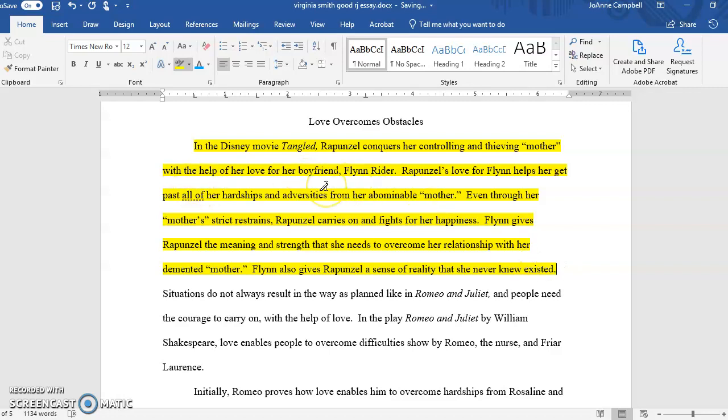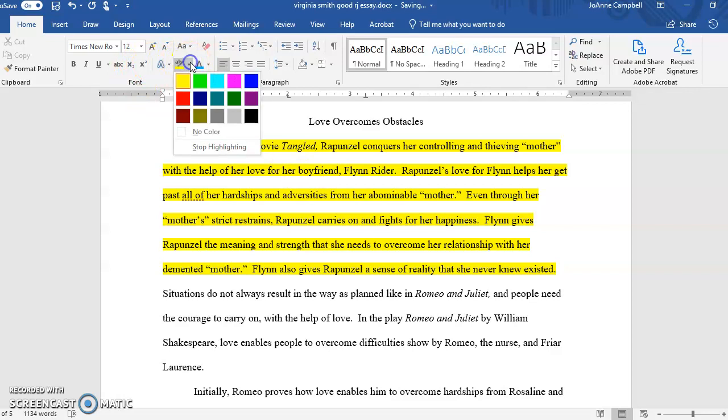So in this one, in the Disney movie Tangled, Rapunzel conquers her controlling and thieving mother with the help of her love for her boyfriend Flynn Rider. Rapunzel's love for Flynn helps her get past all of her hardships and adversities from her abominable mother. Even though her mother's strict restraints, Rapunzel carries on and fights for her happiness. Flynn gives Rapunzel the meaning and strength that she needs to overcome her relationship with her demented mother. Flynn also gives Rapunzel a sense of reality that she never knew existed. So again, it's a hook. It's taking something that the reader probably knows about anyway and introducing the theme.